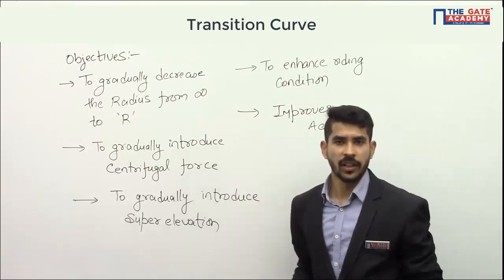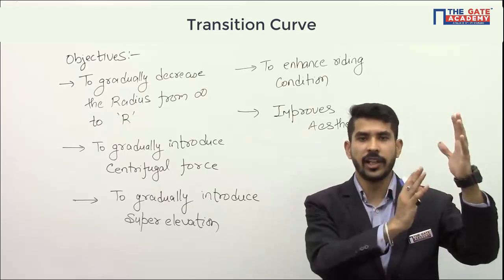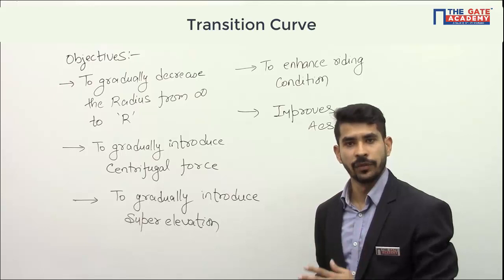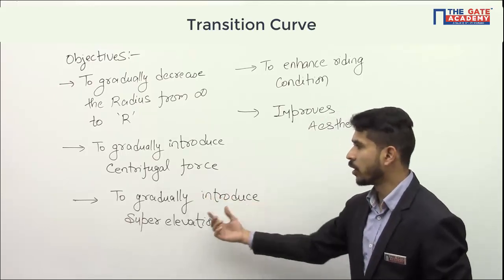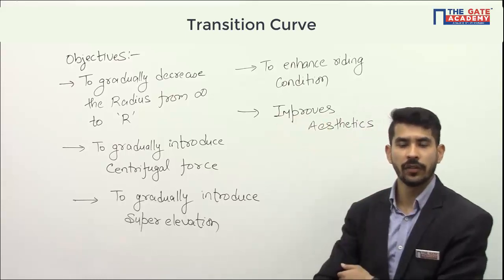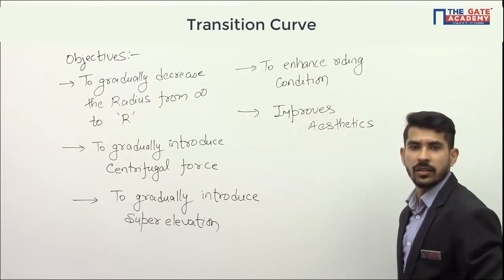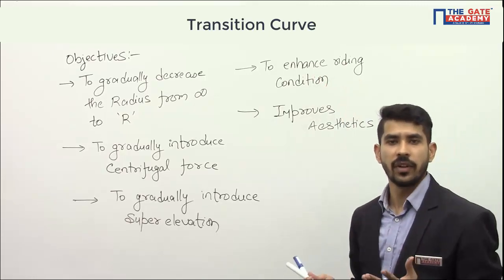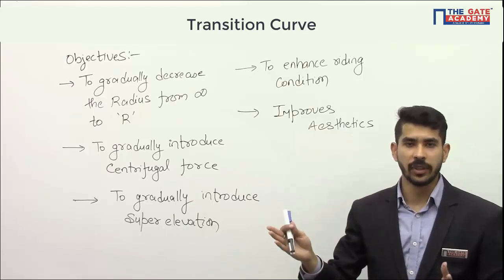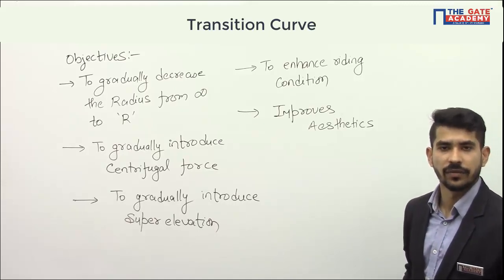So these are the objectives of the transition curve. The first one is to gradually decrease the radius from an infinite value to a finite value r. Second is to gradually introduce the centrifugal force. Third, gradually introduce the super elevation on the transition curve so that we have the full value of super elevation on the circular curve. Then we have to enhance riding condition. There should not be any problem of discomfort while riding. And the last one is that it improves the aesthetics of the alignment. Right? So these are the objectives of providing the transition curve.